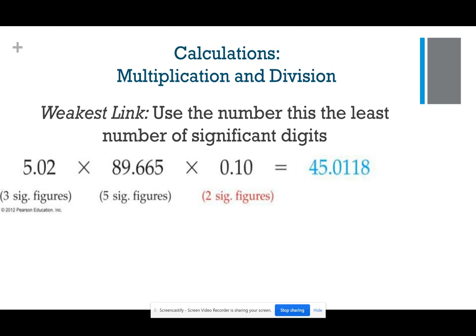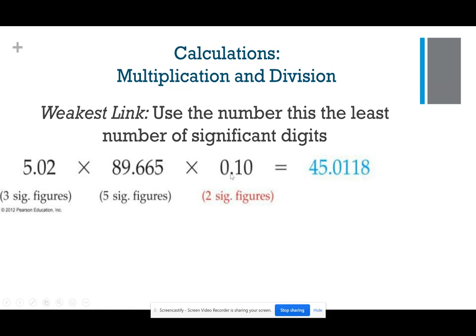So the first rule we see here is multiplication, division. In multiplication, division, we use what I like to call the weakest link. So we're going to look at all the measurements that were taken, and we're going to find the instrument that was the weakest or the least accurate, the one that gave us the least number of sig figs. That's going to be the instrument that limits us from writing more digits down. So if we look at these 3 measurements that were taken, so 5.02, 3 sig figs in that measurement. We look at this measurement, 89.665, 5 sig figs in that measurement.